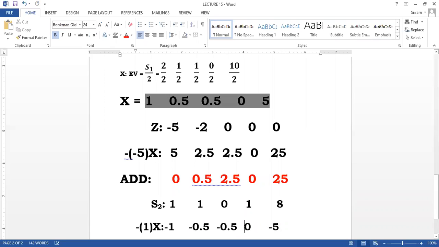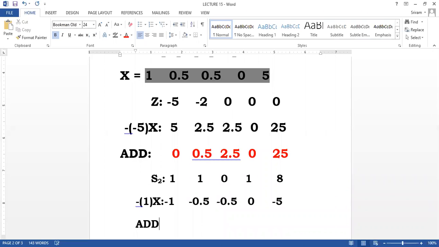Now I am going to find the total. I am going to add these two numbers. When I add, minus 1 plus 1 is 0. 1 minus 0.5 is 0.5. 0 minus 0.5 is minus 0.5. 1 minus 0.5... 8 minus 5 is 3.